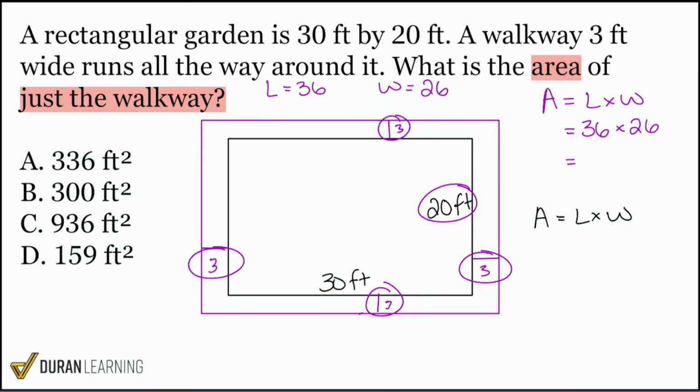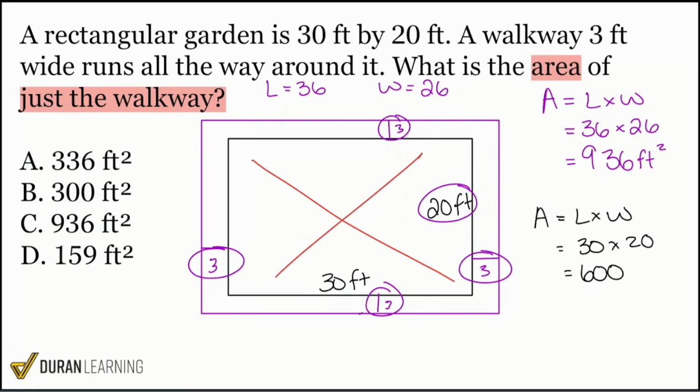When we perform 36 multiplied by 26, that's going to give us 936 square feet. And then when we calculate the area of the garden, we have 30 by 20. Everybody, 30 by 20. 30 times 20 is going to give us what? 600, absolutely. And so what did we say we would do at the end? So that way we don't include the garden to only get the walkway. We said we would subtract.